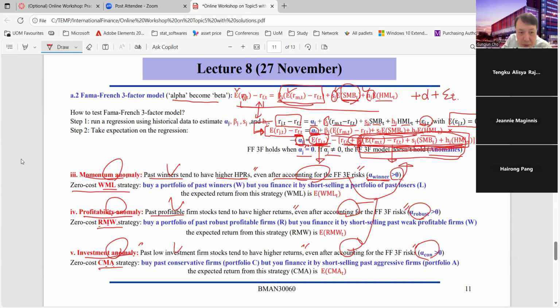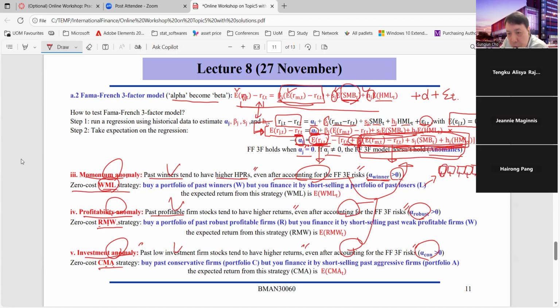So I already explained, but let's talk about this one a little bit. How would you implement winner minus losers? You need to rank all firms based on the past return performance. So you're gonna form 5 portfolios. So let's say you have 100 stocks, just like what we said during the lecture. You have 100 stocks, then you form 5 different portfolios.